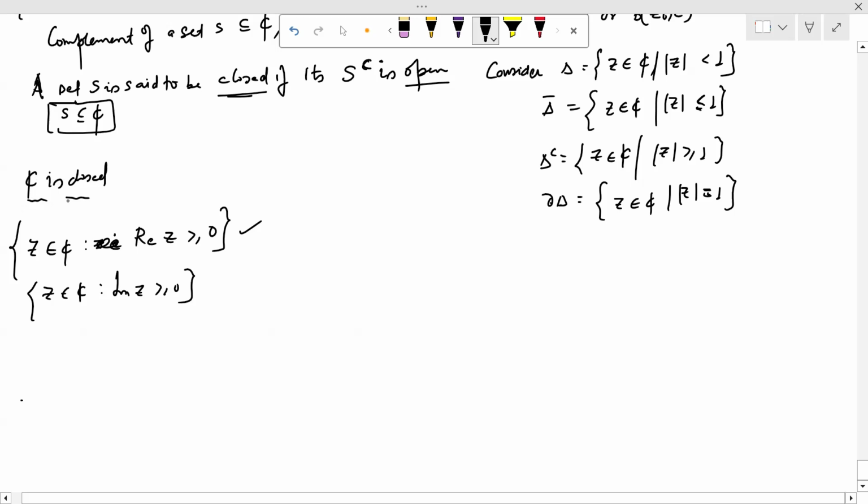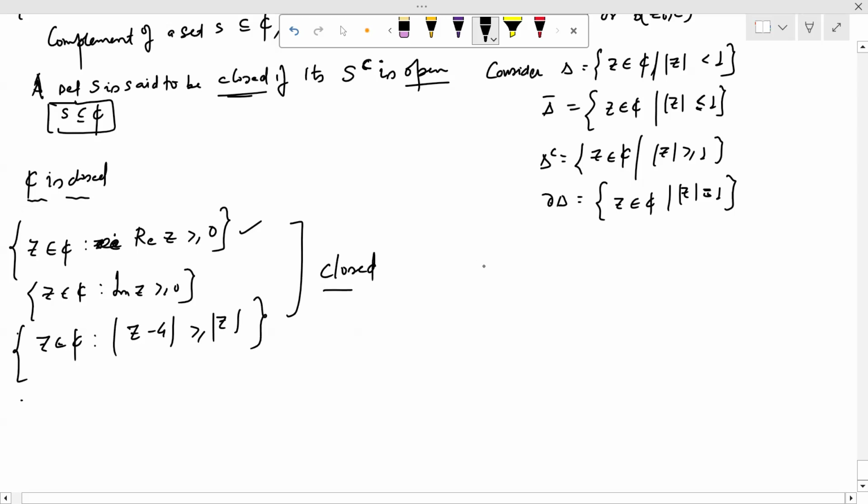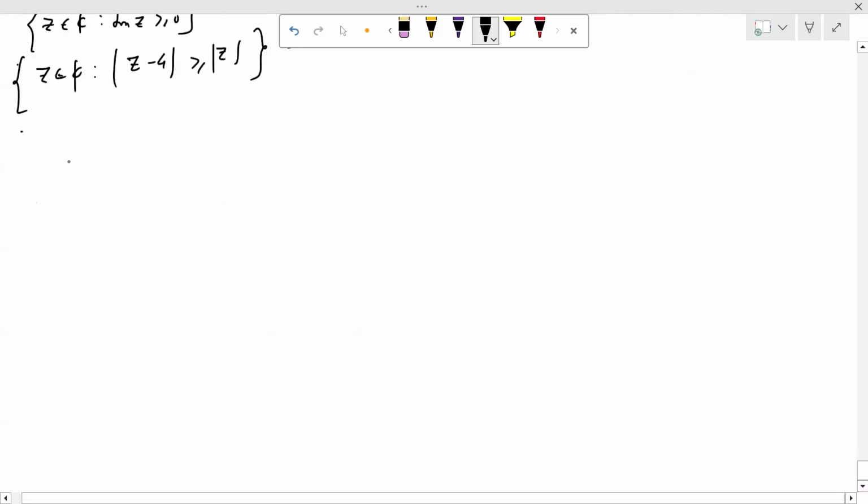For that, one needs to define something called a limit point. So that we'll see later on. Even this, for that matter, says that modulus of z minus 4 is greater than or equal to mod z. So all these sets are nothing but closed sets. Is that fine? Another way of characterizing the closed set is via limit point.